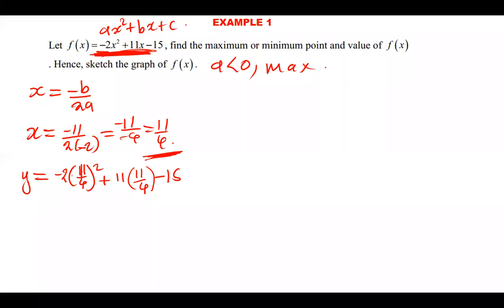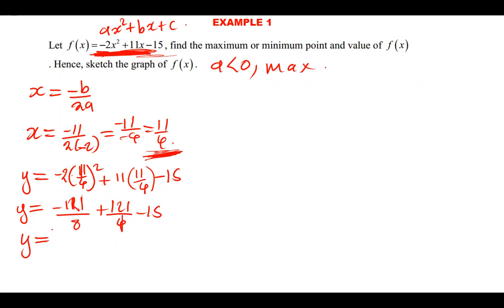So to find the maximum value, or the value of y at the turning point, you replace the value of x at the turning point in the main equation. So y is equal to, when you simplify, 4 times 4 is 16, and 16 times negative 2 gives negative 121 over 8. Then here we have plus 121 over 4, and then minus 15. When you do your calculations, you discover that the answer is simply 1 over 8.